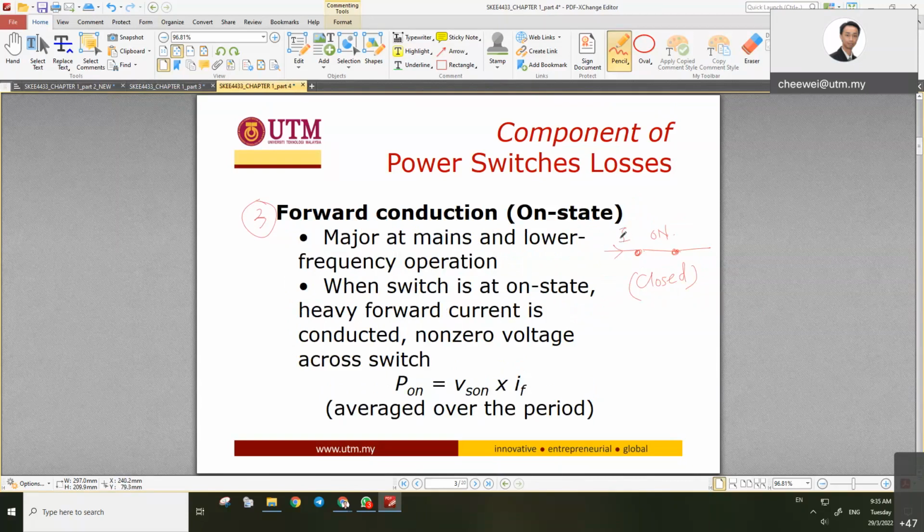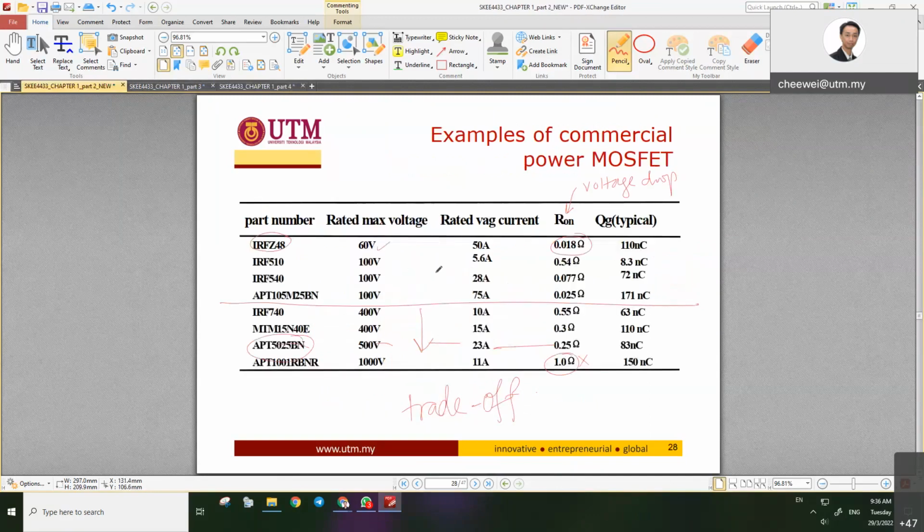So when it is closed or on state, measured at mains and lower frequency operation. When the switch is at on state, heavy forward current is conducted. Non-zero voltage across the switch. Vs on multiplied with the current IF, the current that flows through the switch, multiplied with the Vs, the voltage across the switch. You know that the switch is not ideal now. Where is the not ideal? Not ideal here.